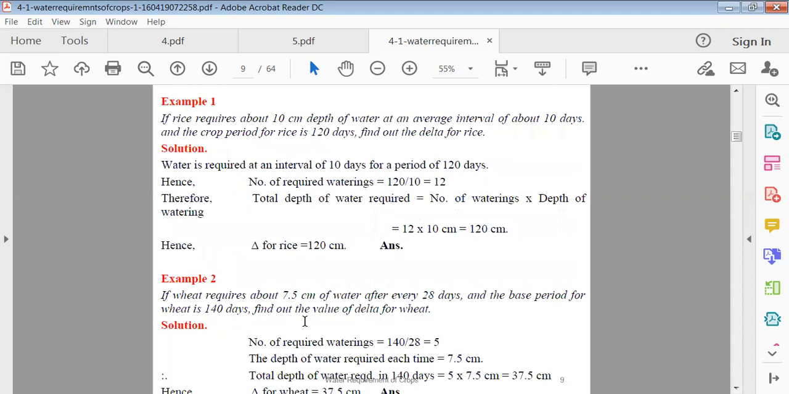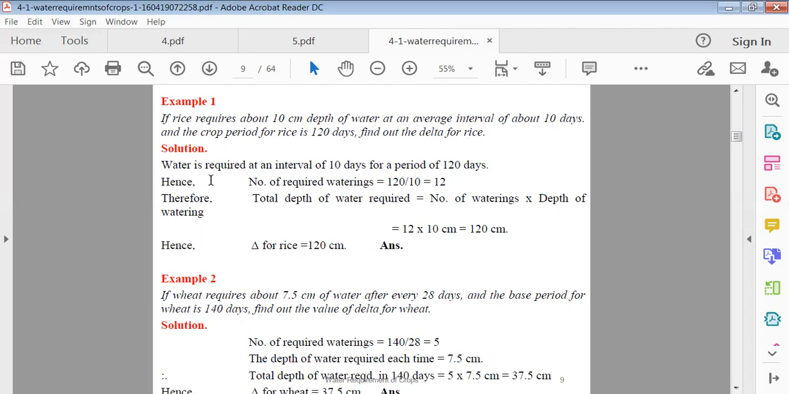Okay, let us solve a few examples. The first example: there will be problems on duty and delta as well. If rice requires about 10 centimeter depth of water at an average interval of about 10 days, and the crop period for rice is 120 days, find out the delta for rice.